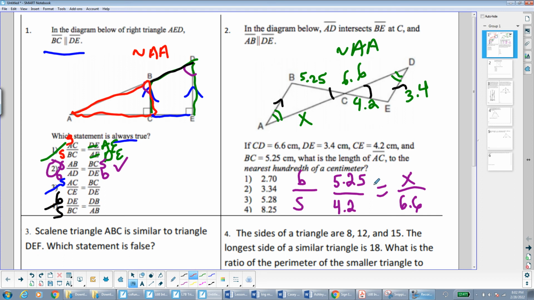Now that I have my proportion, and once again, not the only way to set up a proportion, but definitely a valid one, I can cross multiply. 5.25 times 6.6 is 34.65 on my calculator, and that's equal to 4.2 times X. If you divide both sides by 4.2, you should get 8.25.